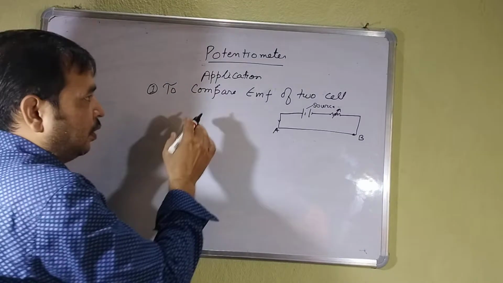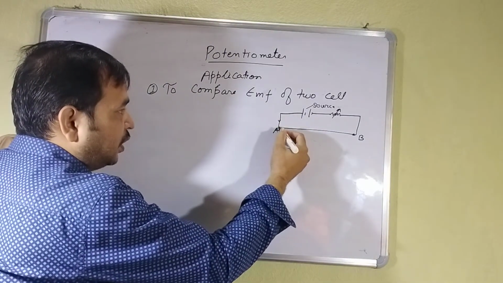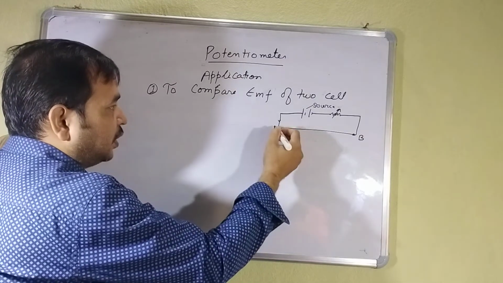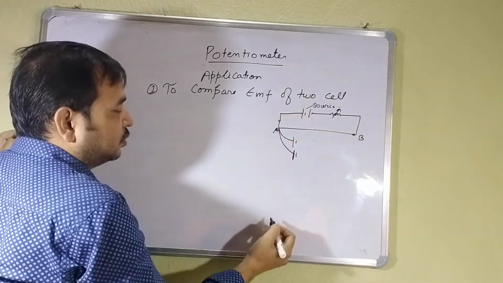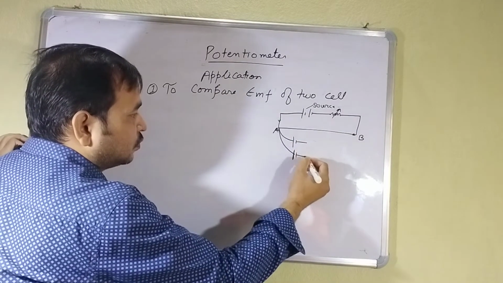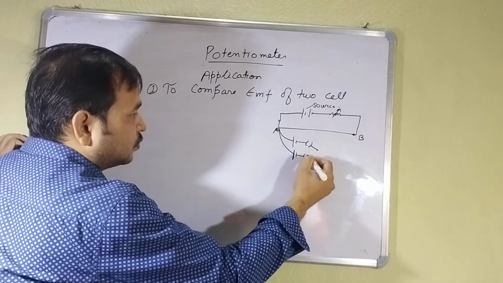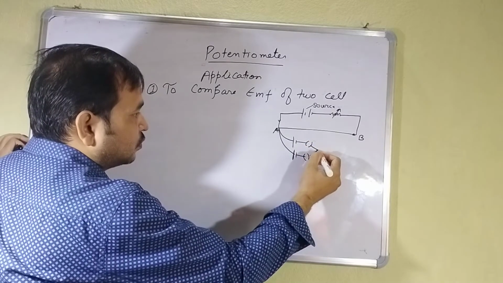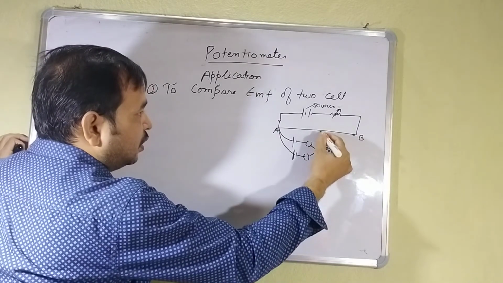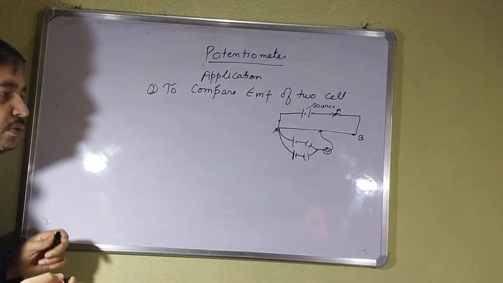Now we have two cells. How to connect the cells? You can see from the diagram. The positive of both cell must be connected to positive of the source cell. In this way you have to make circuit. This is your experiment also.